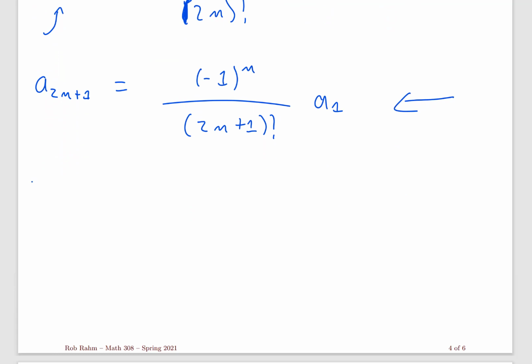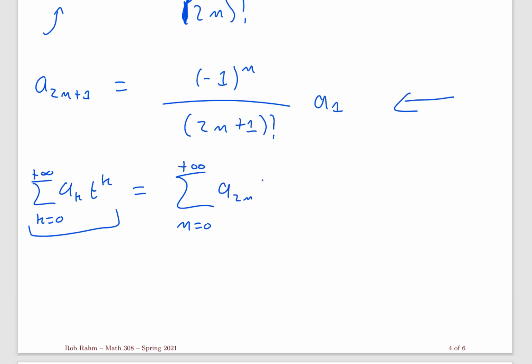And so now what we're going to do is plug these into our power series, the sum of ak t to the power of k. The first thing we're going to do is split this into an even sum and an odd sum. So we'll index this n equals 0 to positive infinity, a2n t to the power of 2n. You should remember doing similar things in Calc 2. Plus the sum n equals 0 to positive infinity, a2n plus 1 t to the 2n plus 1.